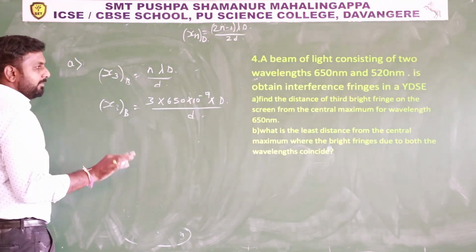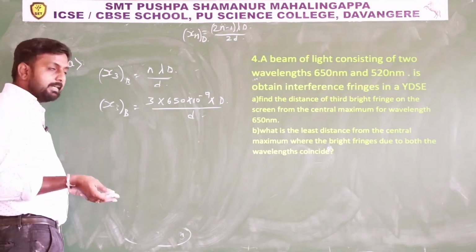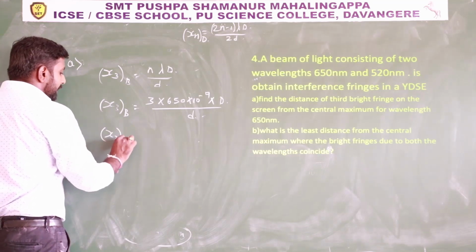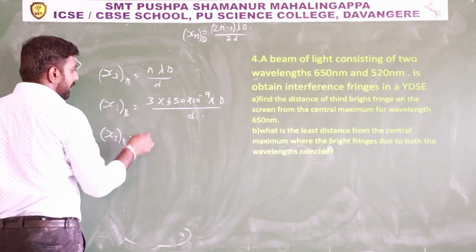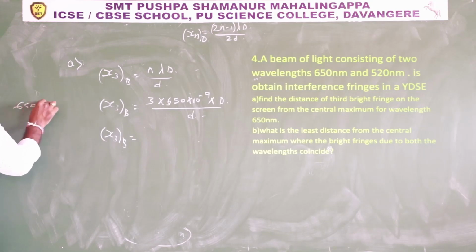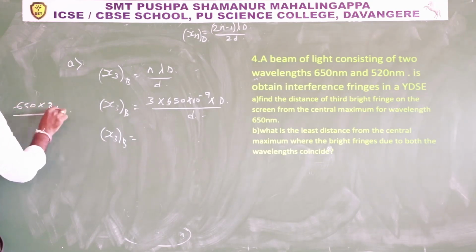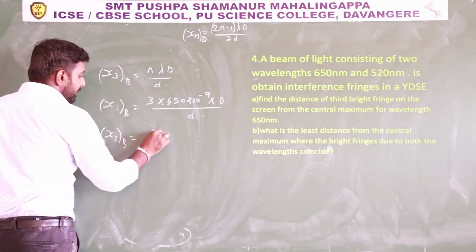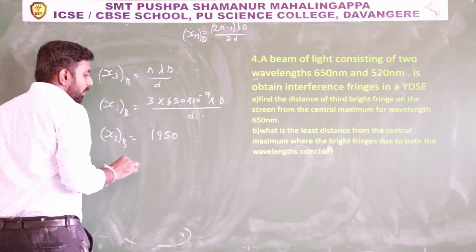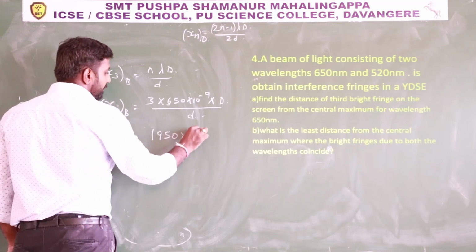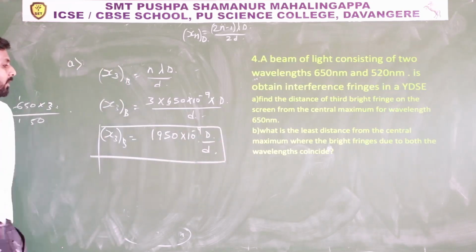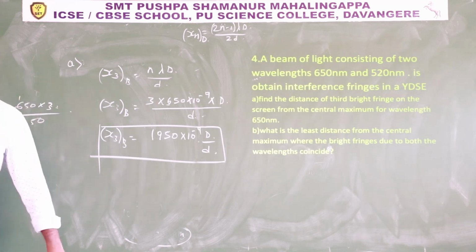Then small d value is also not mentioned. So the final answer we will get in terms of capital D and small d only. That is x3b is equal to 650 into 3, that is 1950 into 10 to the power minus 9 capital D by small d. This is the answer: the bright fringe distance from the central maxima for wavelength 650 nanometer.